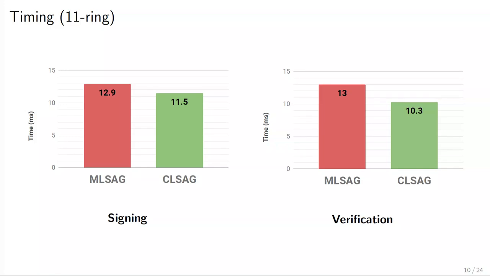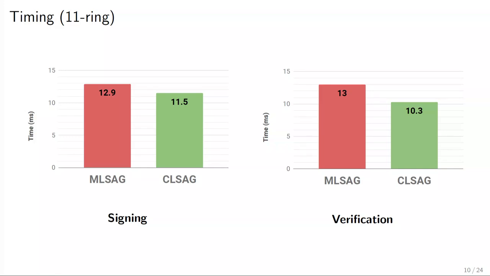So again, this is taken just from a representative test machine. It's like a 2.1 gigahertz Opteron or something. So your mileage may vary. But for this particular case, the signing time of an 11-ring existing MLSAG signature was about 13 milliseconds. So not bad. It turns out the CLSAG signing time is going to be about 11.5 milliseconds. So, you know, not bad.